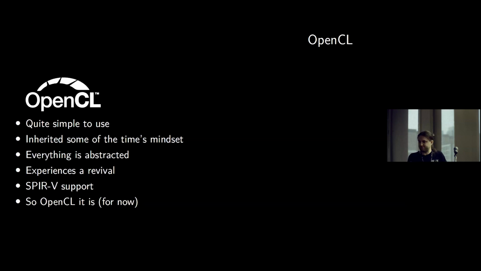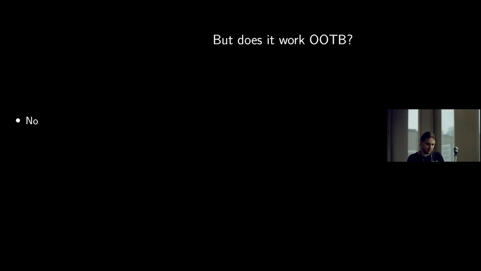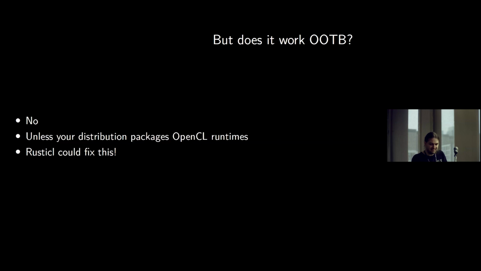So yeah, if we want to rely on some kind of compute API, OpenCL kind of is it at the moment. But does it work out of the box? Sadly, the answer is still no. Some distributions started to package a lot of OpenCL runtimes. So they package the Intel one, they package the AMD one. But my goal with Rusticl is basically to have one runtime available or running on every GPU.